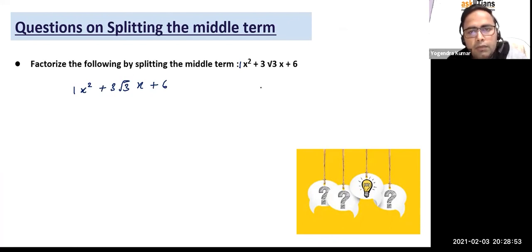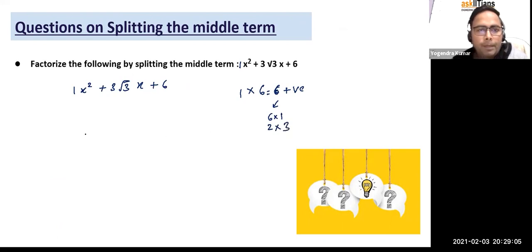So what do we have? 6 into 1, which is positive, right? 6 only positive. And its factors are what? 6 into 1, 2 and 3, right? Okay, fine. But it doesn't work. Which one we should choose? It doesn't work, okay, like here. But we know that we need to take positive, meaning the sum of the two numbers which can give me this middle term. We need to split the middle term, no? That is what the topic name is, right? We need to do splitting middle term.